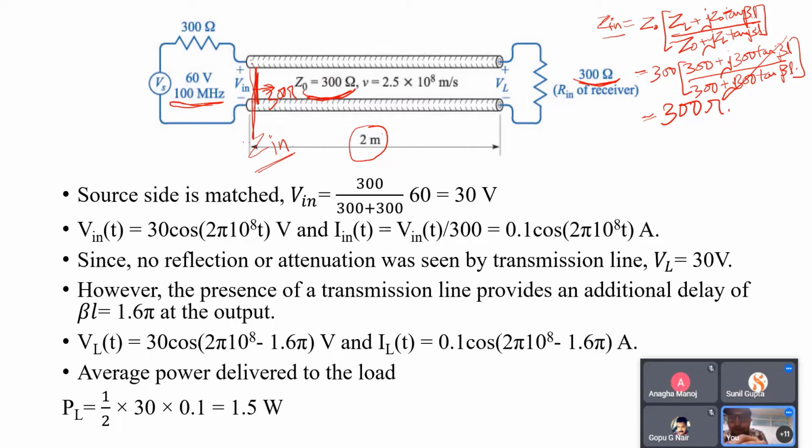Okay, so input voltage is calculated as V input equals 300 divided by 300 plus 300, into 60. So the input voltage seen by this transmission line will be 30 volt. In time domain this input voltage is defined as V in equals 30 cos of omega t, and I in is defined as V in divided by 300, the input impedance. So this will be 0.1 cos of omega t.